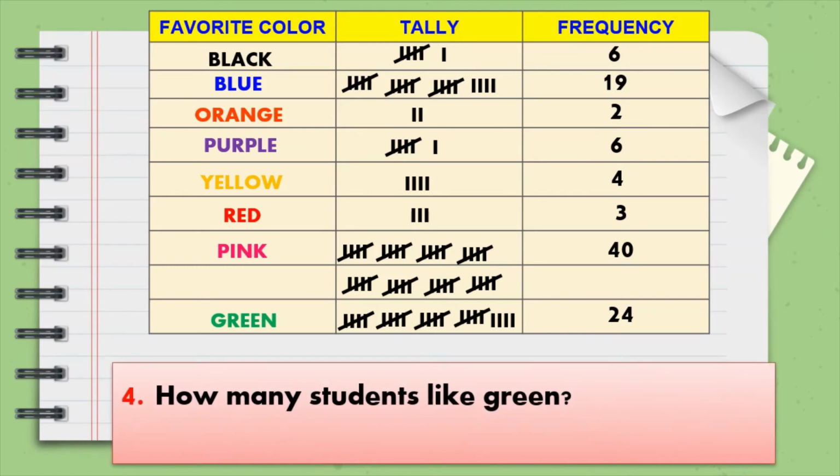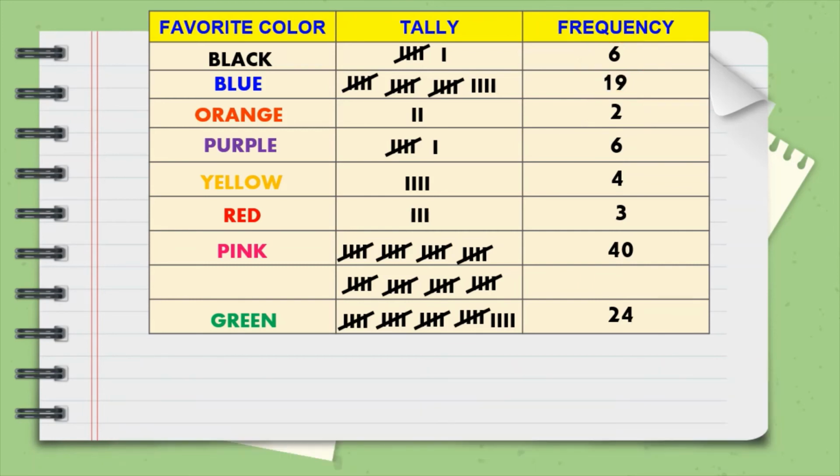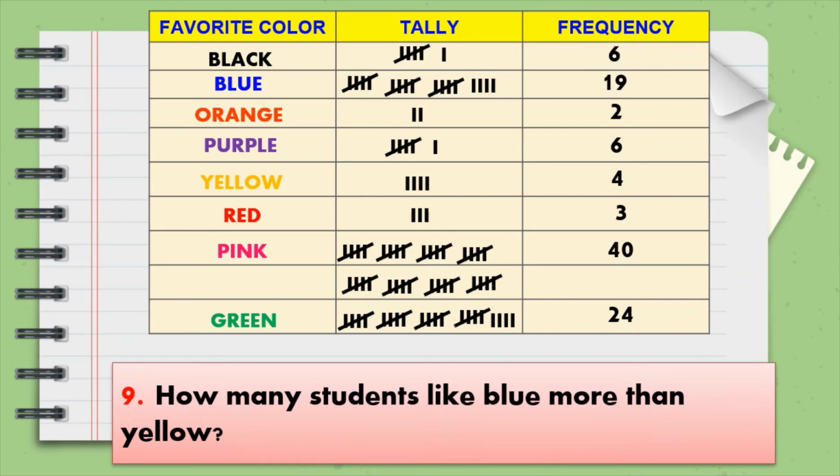Then, how many students like green? 24. How many students like purple? That is 6. How many students like red? That is 3. And then how many students like orange? Is 2. Okay, so how many students like black more than orange? So that is 6 minus 2. So 6 yung black, 2 yung orange. So that is 4.